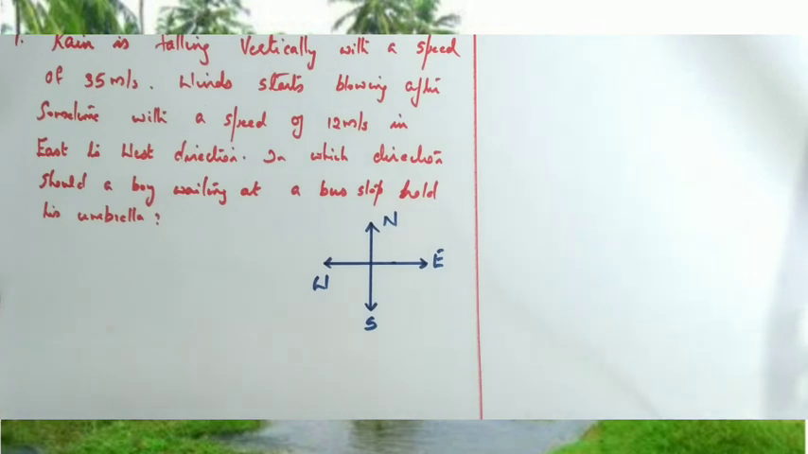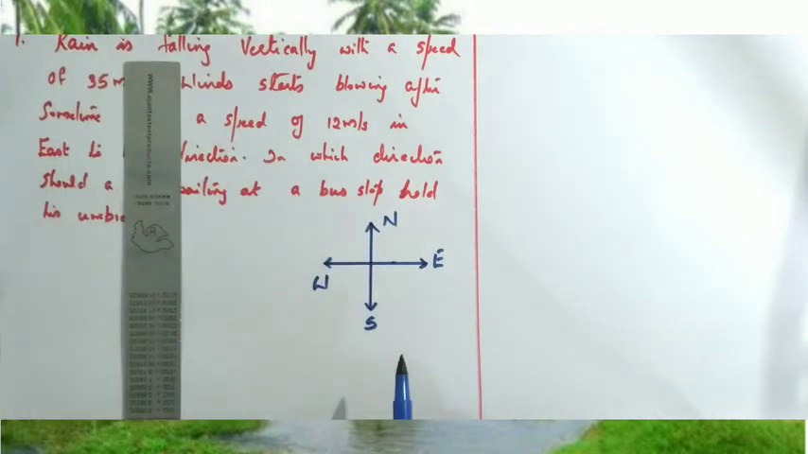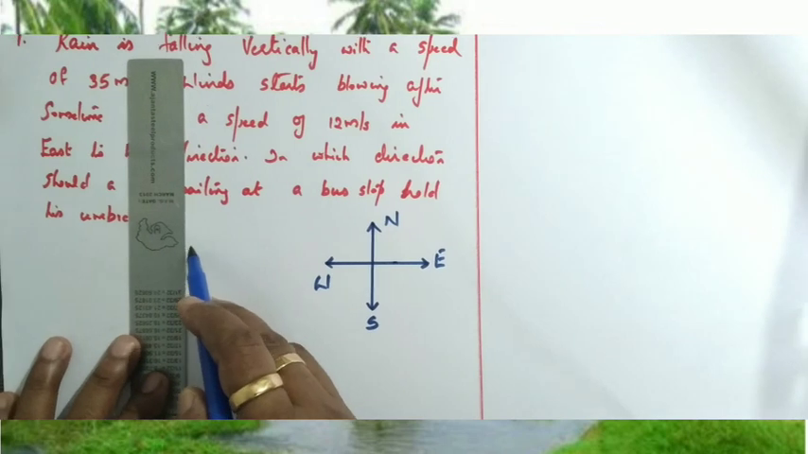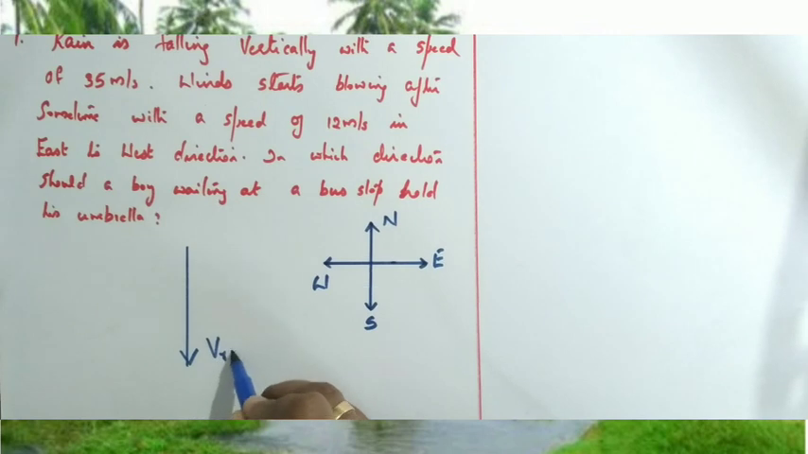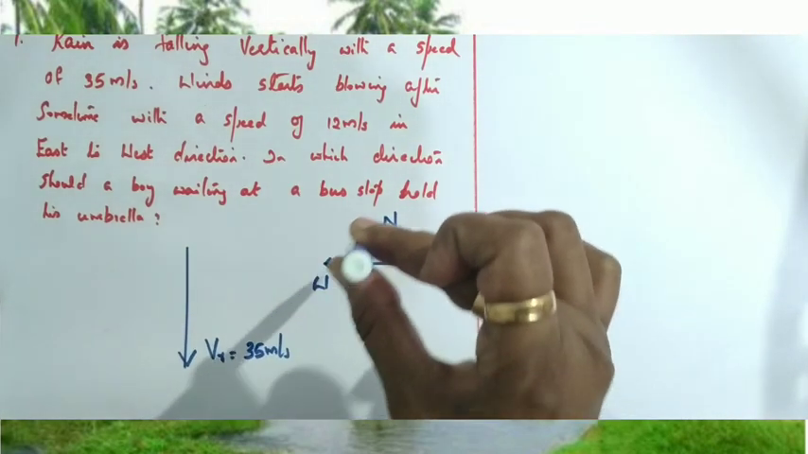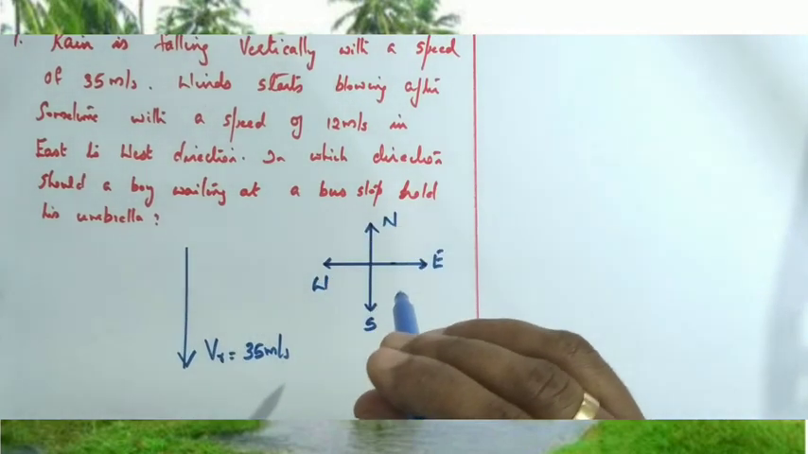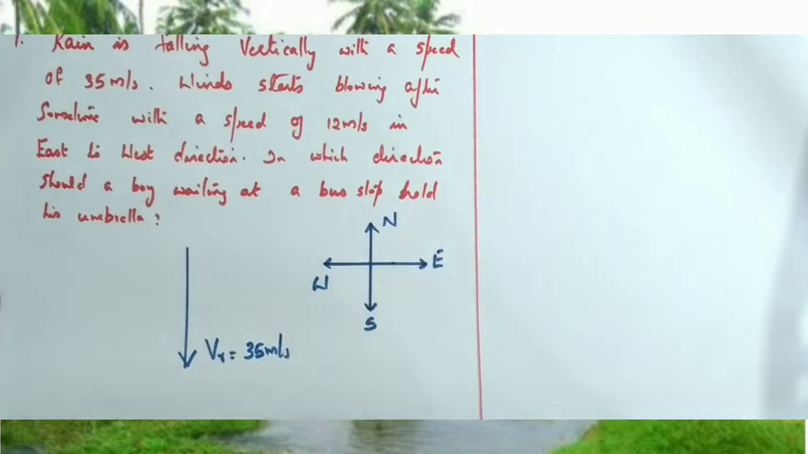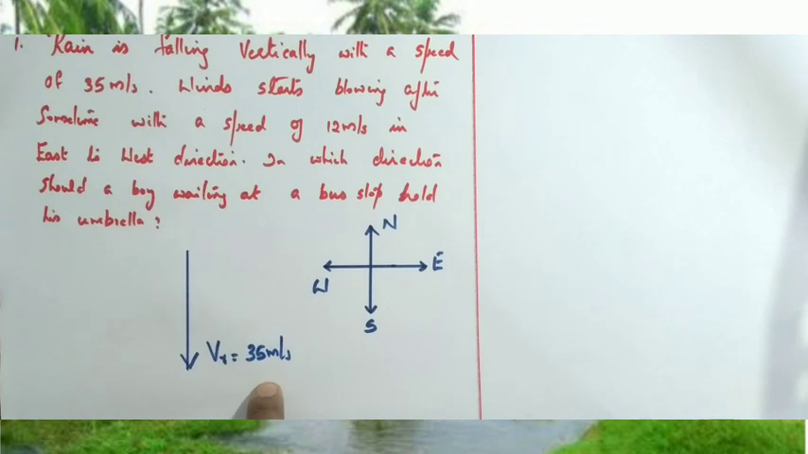So, using the given information, we can draw a diagram first, because rain is falling vertically down with a speed of 35. What is the direction of rain? In the downward direction. So, the velocity of rain is 35 meter per second, in the downward direction. It is not considered north or south; it is actually the downward direction. In two dimensions we can draw it only like this. So, this is the direction of the rain and its velocity is 35 meter per second.